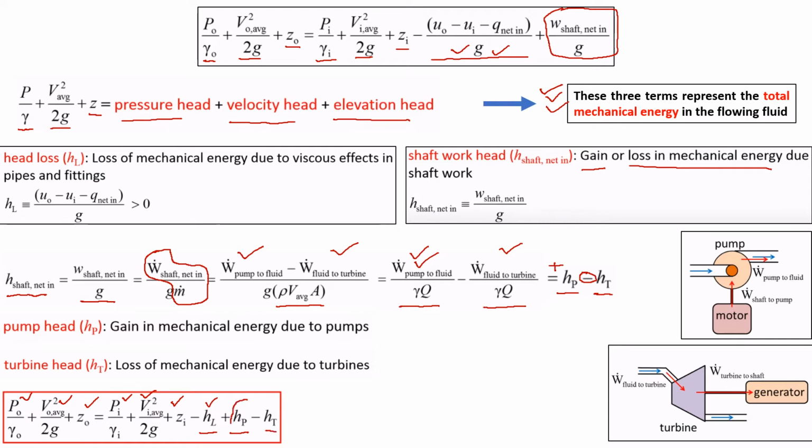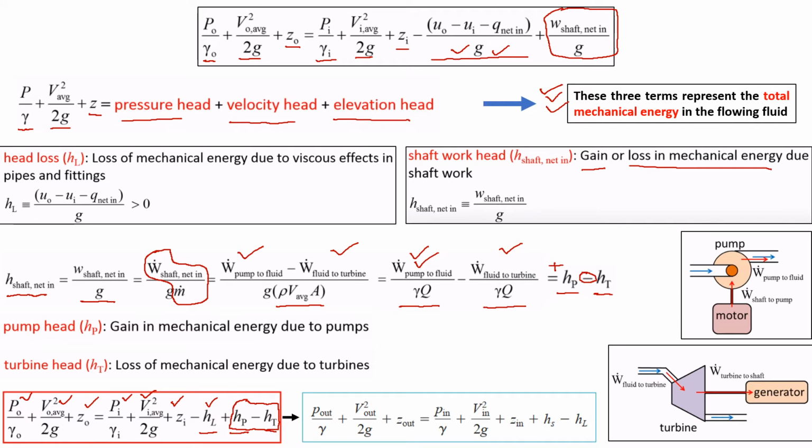So we need a single term, and what we do is we write this equation with a single term, HP minus HT. If you are dealing with pumps, this HS will be positive. If you are dealing with turbines, this HS will be negative. So now we are representing this shaft work head by HS, and this HL is again the head loss due to the viscous effects in the pipes and fittings. This is the energy that the fluid is losing due to friction inside the fluid, due to the viscous effects.